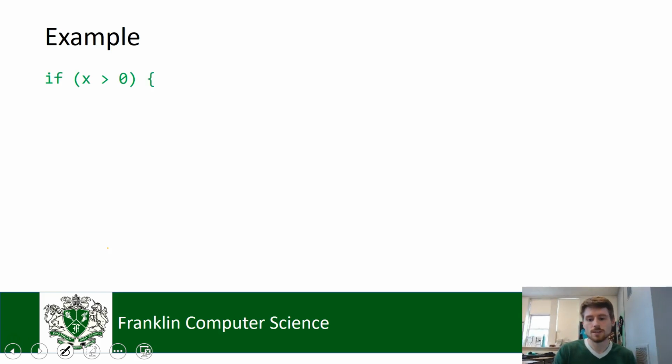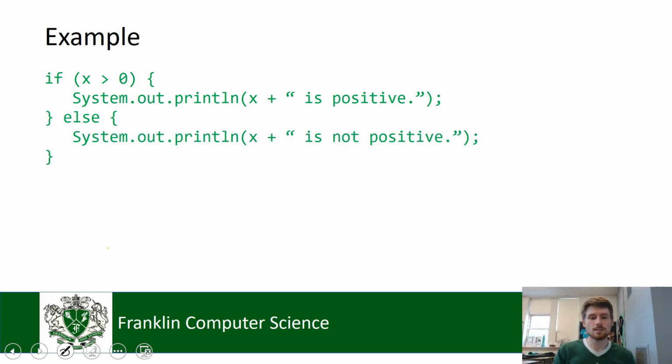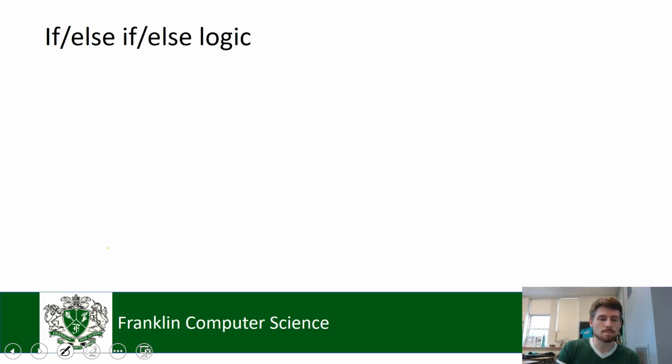All right, let's look at another example with our positive. So if x is greater than 0, we print out x is positive. Else, we print out x is not positive. Very simple. All right, so if x was initialized to 0, the statement inside the else block would run because x greater than 0 is false. So this would be your output: 0 is not positive in that case. Okay, so you can kind of get the feel for this.